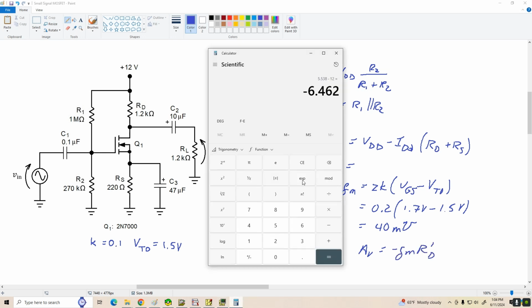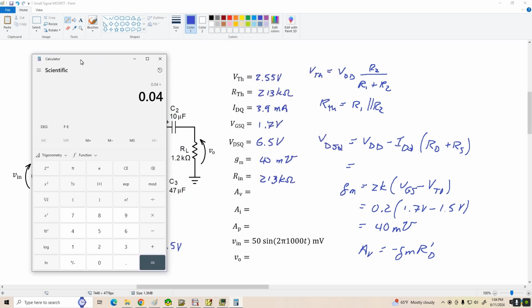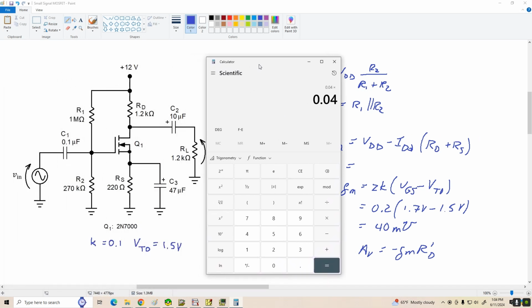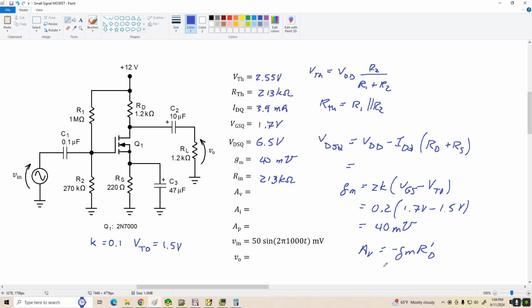Now our voltage gain, AV equals negative GM times R prime D. Let's see what we've got here. Okay, so that's 0.04 times our drain resistance, well, 1.2K in parallel with 1.2K is 600. So that gives us a voltage gain of negative 24.